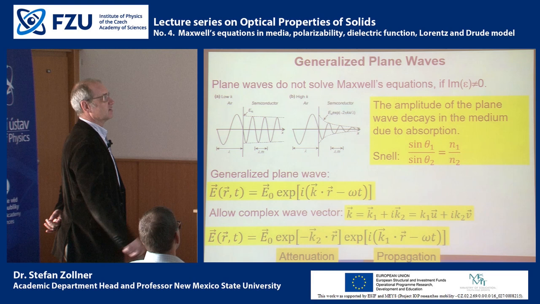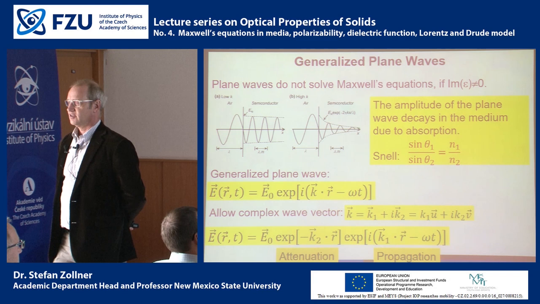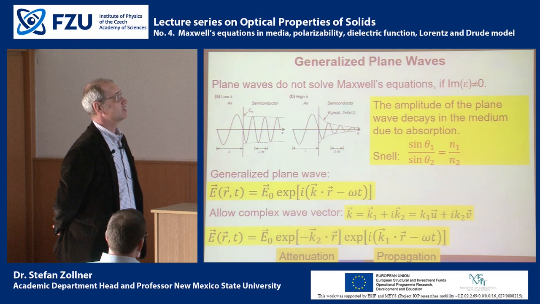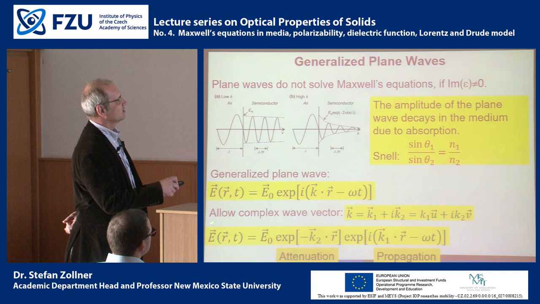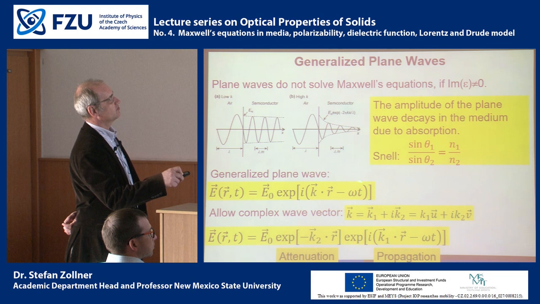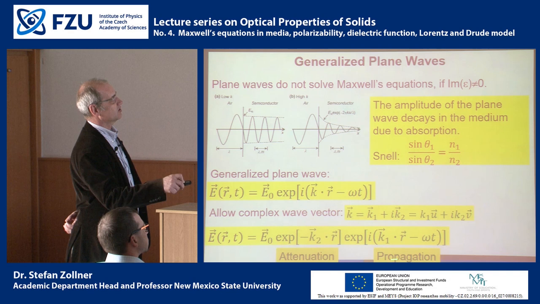So the crazy part here is that the real part of k does not need to be parallel to the imaginary part of k. So the wave can be absorbed in one direction and it can propagate in another direction. So the direction of absorption or the direction of attenuation may be different from the direction of propagation. And we see this if we explicitly write the separation into real and imaginary parts, if we plug that into the definition of the plane wave, then we get this part here, which describes attenuation, and the other part here, the usual plane wave part, which describes propagation.